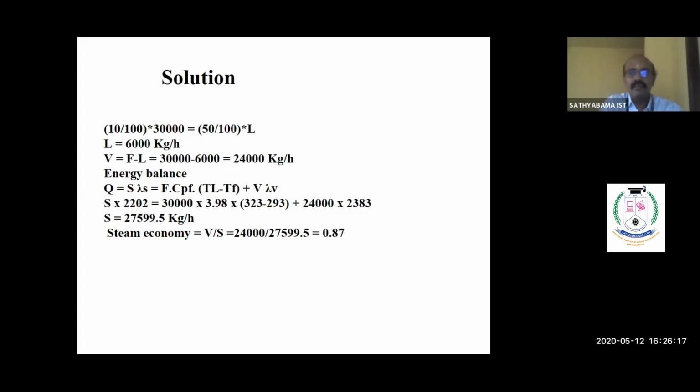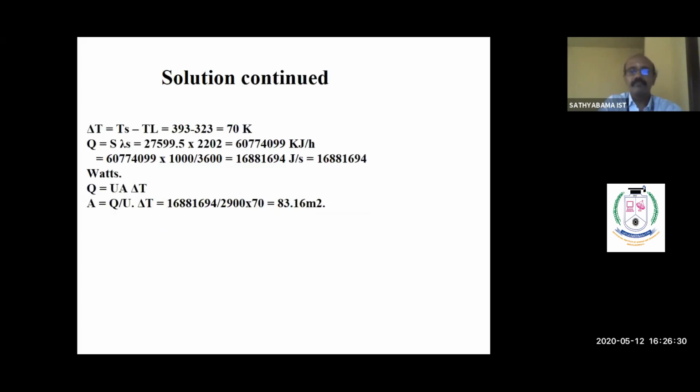So we are going to determine the economy. The economy is equal to V by S. V is calculated as 24,000 kg by hour, and then the steam consumption is calculated as 27,599.5. That is equal to 0.87. So coming to the design, delta T is equal to Ts minus TL. So here there is no boiling point elevation. Therefore, delta T can be calculated directly as the difference between steam temperature and that of the liquid temperature. Ts minus TL, that is 393 minus 323, that is equal to 70 Kelvin.